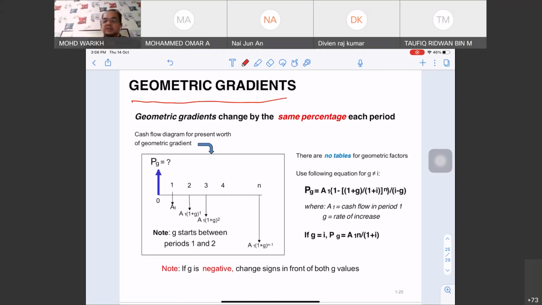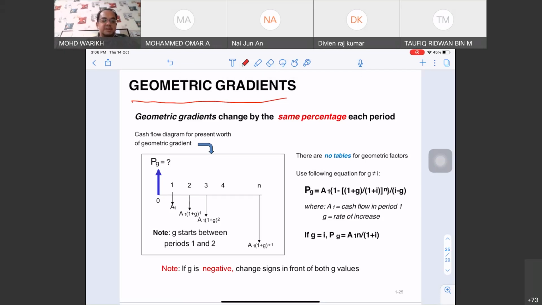So that means that you have to be very familiar with the formula. You refer to the tables. You refer to the formula from the table given on the first page earlier. Just to remember. Alright. So this is a geometric gradient.